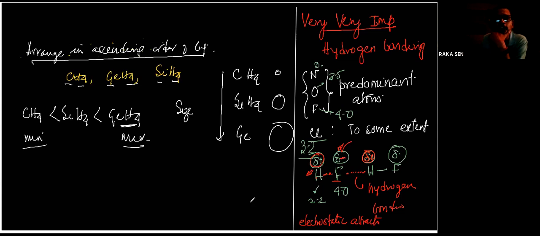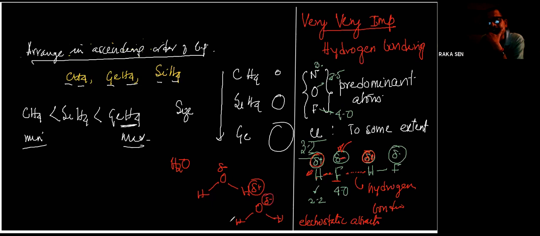Then comes, for example, water. Let's talk about water. If you go into the hybridization, water has a shape like this. This is 3.5, this is 2.2. So this will be delta minus and this will be delta plus. Now out here, you have another water molecule. So out here, this will be delta minus and this will be delta plus. So between these two, there will be hydrogen bonding. There will be hydrogen bonding out here.